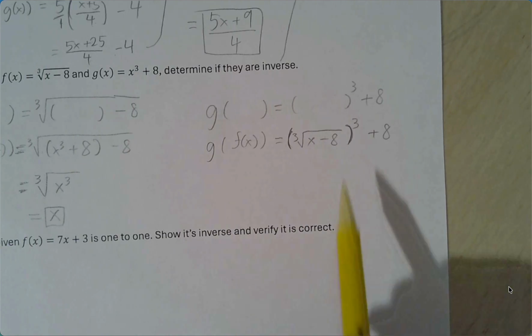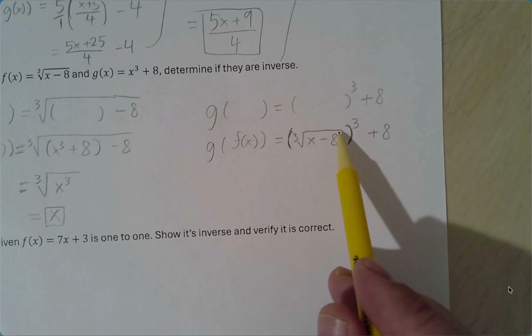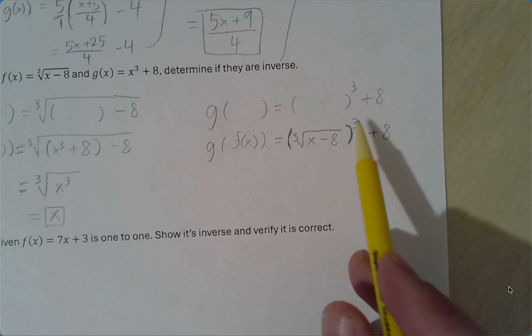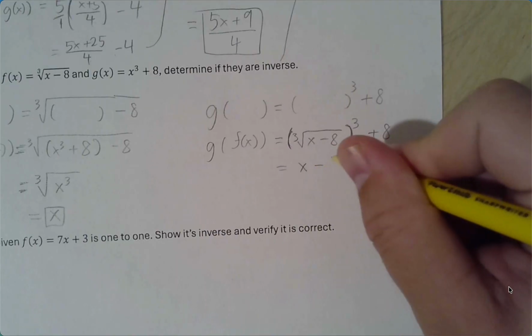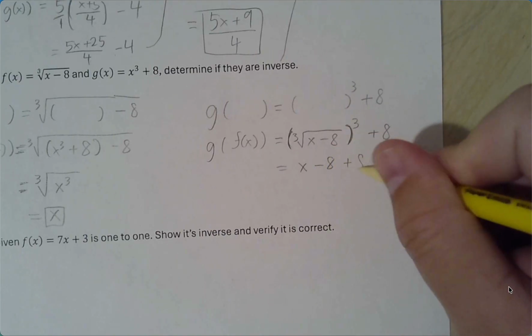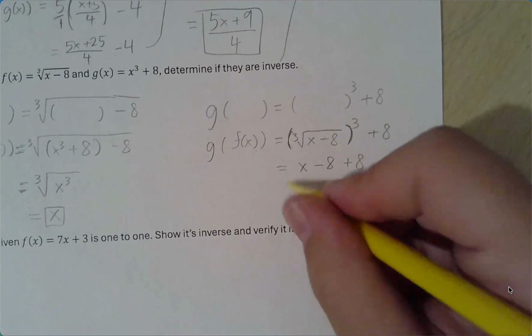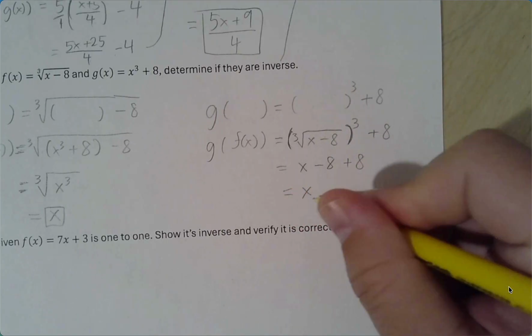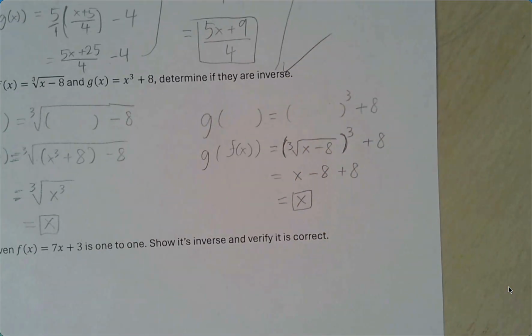Now watch this. Now, according to order of operations, we should cube root everything first and then cube. But guess what? Those are, again, like I said, by definition, inverse operations. And so right off the bat, the cubing of a cube root cancels, and 8 minus 8, or negative 8 plus 8, cancels, and I just got x. So these indeed are inverse.